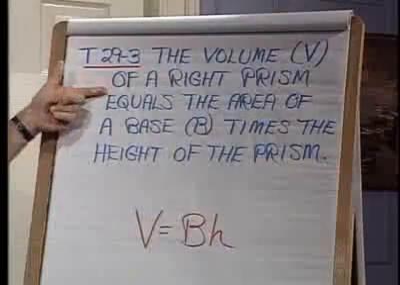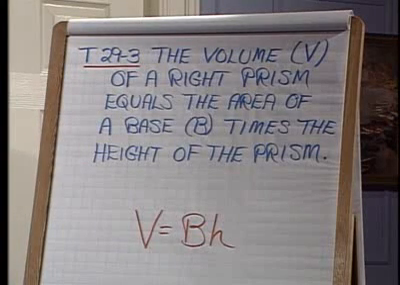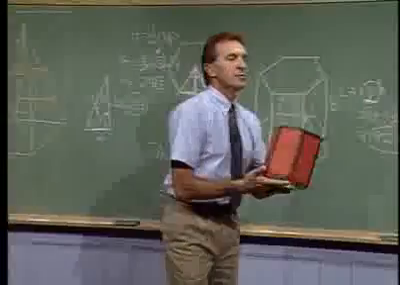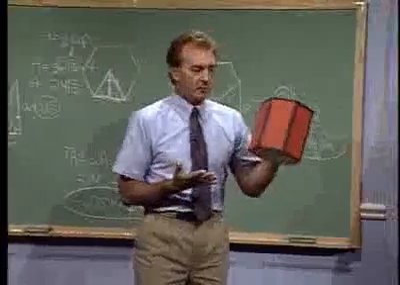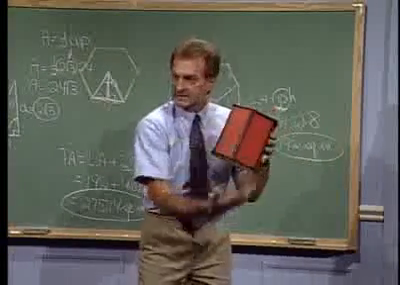The volume of a right prism equals the area of the base times the height of the prism. Okay, another new formula to memorize, you say. But again, it's common sense. Think about it. We're trying to find the volume of this thing now. We're going to try to fill it up. Volume means the whole quantity that it contains.